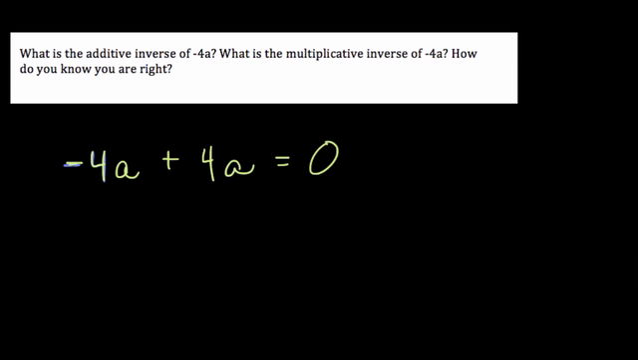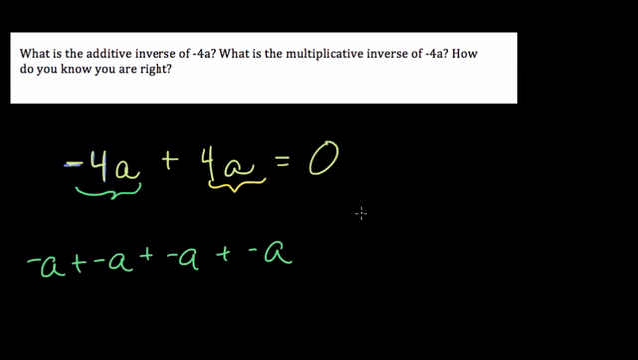Now this will give you 0 if you think about what's happening, because this right here, negative 4a, is really just negative 4 times a. And if you think about what that means, it's like having 4 negative groups of a. So negative a plus negative a plus negative a plus negative a, 4 negative groups of a. And here, what do we have? Well, we have the opposite. We have 4 positive groups of a: a plus a plus a plus a.